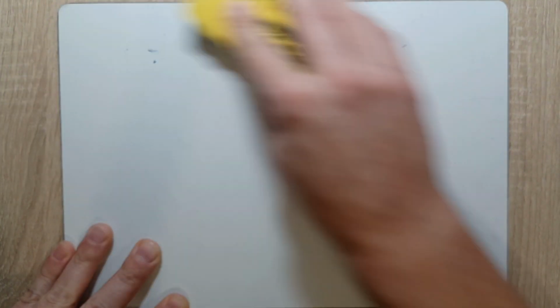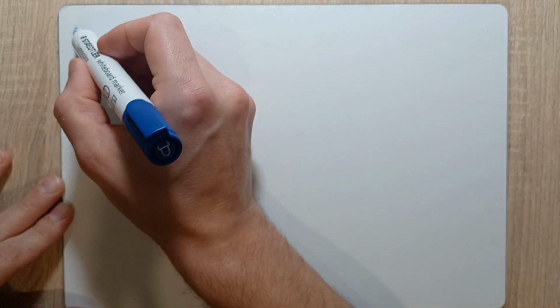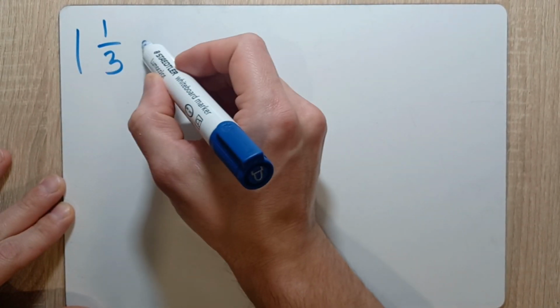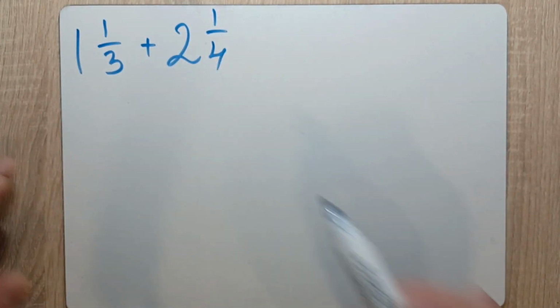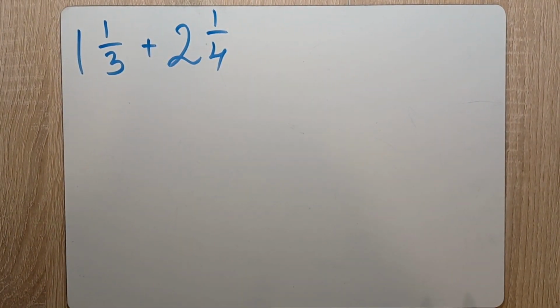Okay, but what to do if we have addition with mixed numbers? As here, 1 1/3 plus 2 1/4. I would like to show you the method which is the best for me. But of course there are different methods. But whatever happens, if you do all the calculations correctly, you should receive the same answer. So my method is like that.